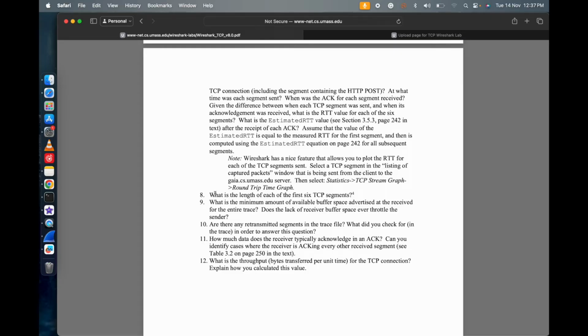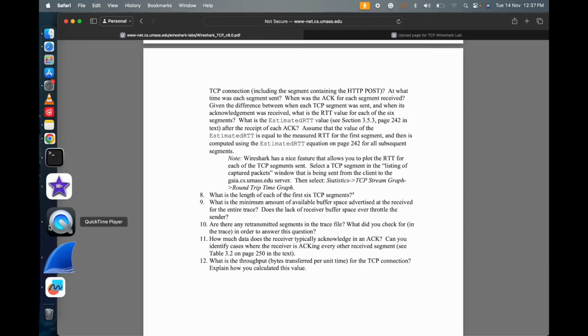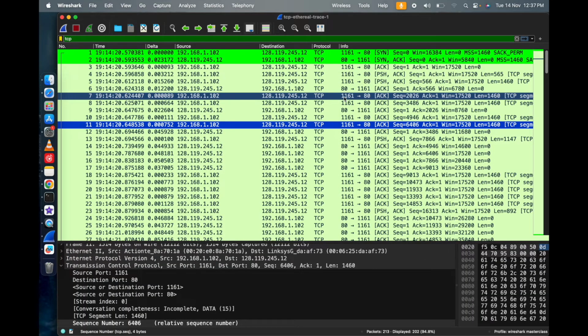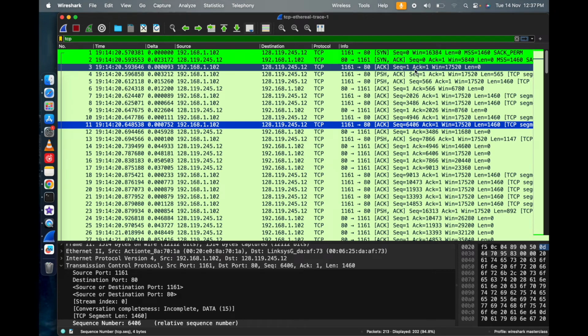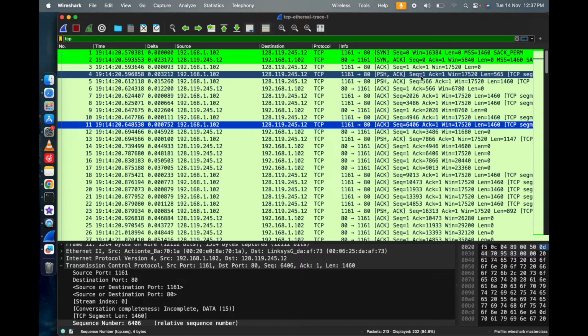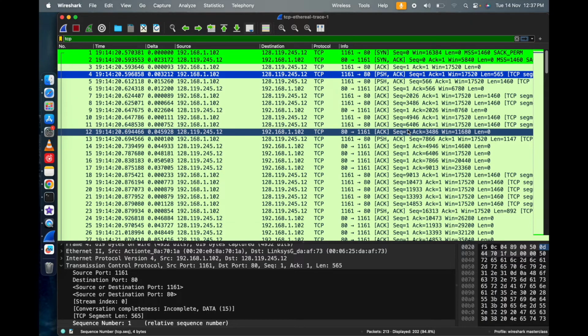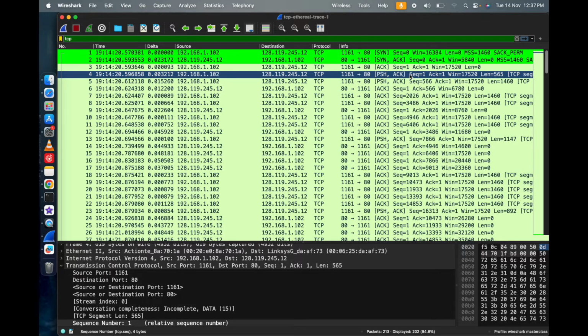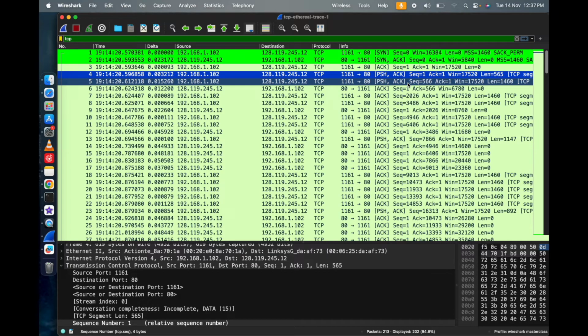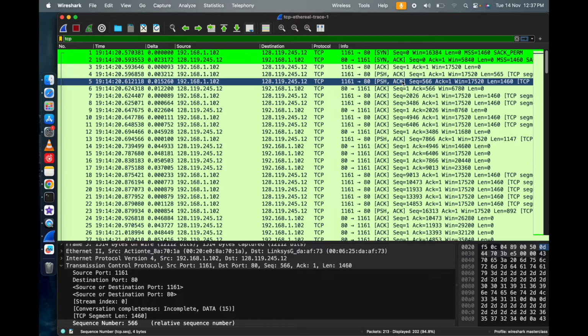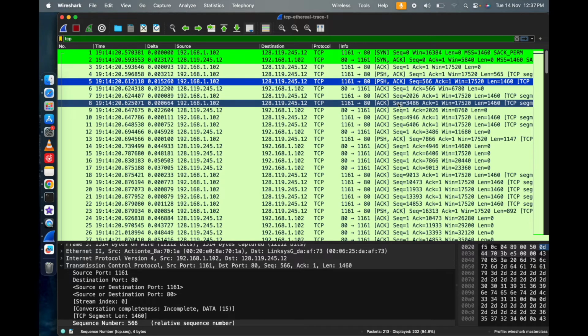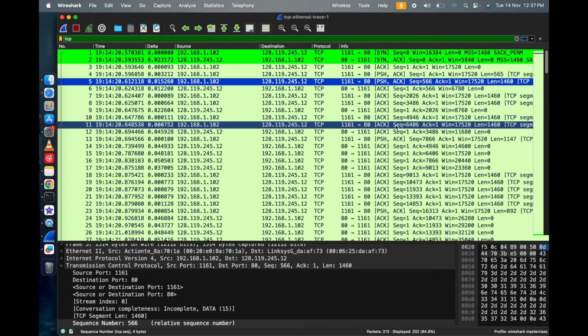So the length of the first segment is 565, I guess. Wait a second, the length of the first thing is 565. Yeah, we have got this as the first thing, right?